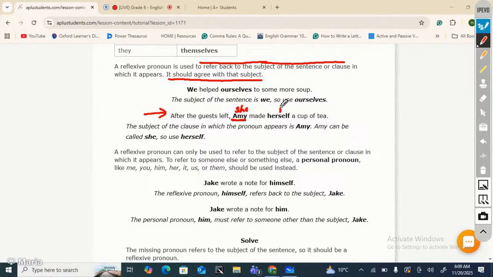So the reflexive pronoun herself refers back to this subject. Subject of the clause in which the pronoun appears is Amy. Amy can be called she, so use herself. And this reflexive pronoun agrees with the subject because the subject is singular. This reflexive pronoun ends in self. It's a singular reflexive pronoun. You can say it is used for singular subjects.